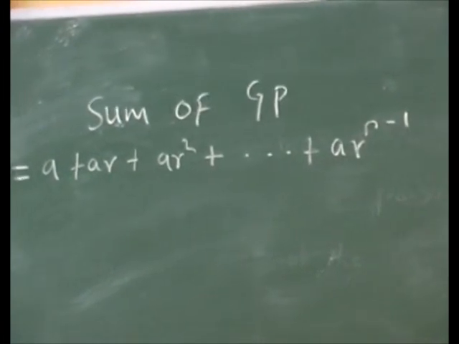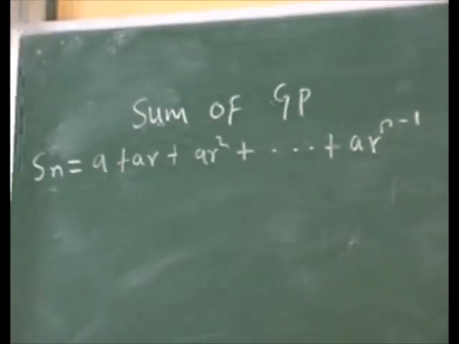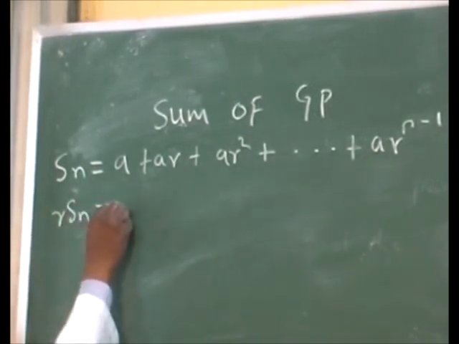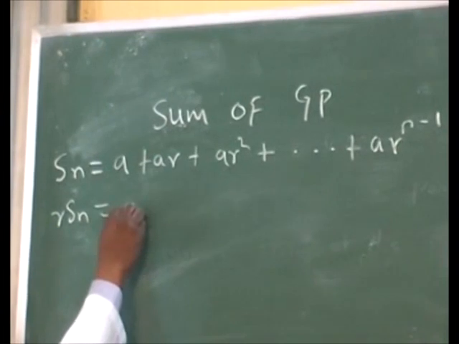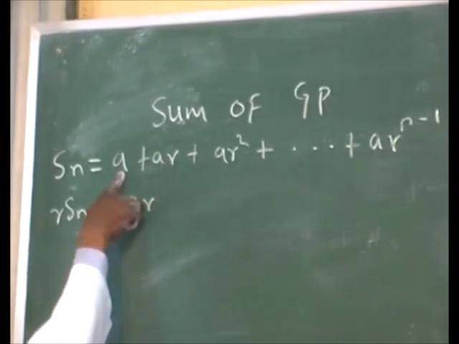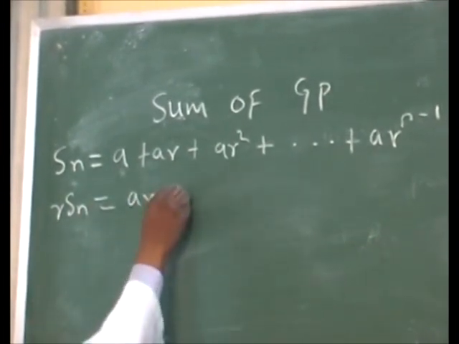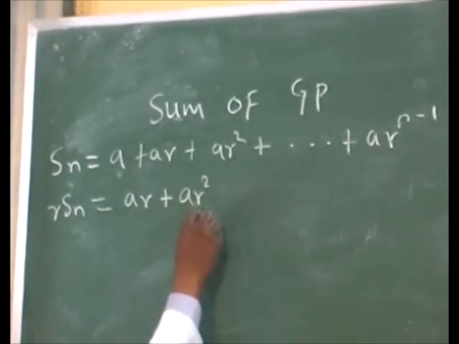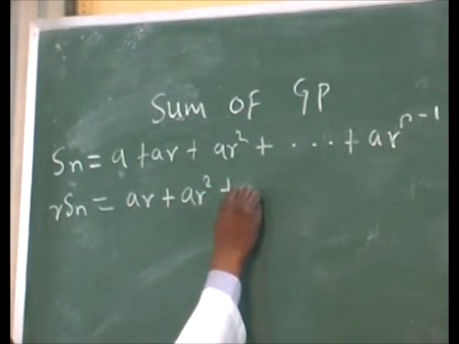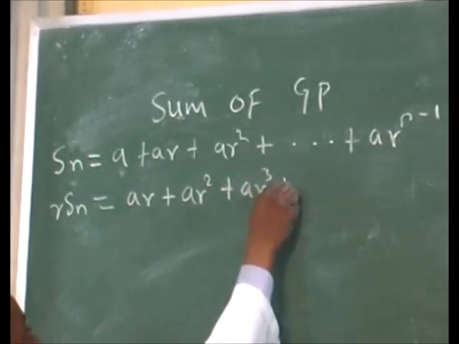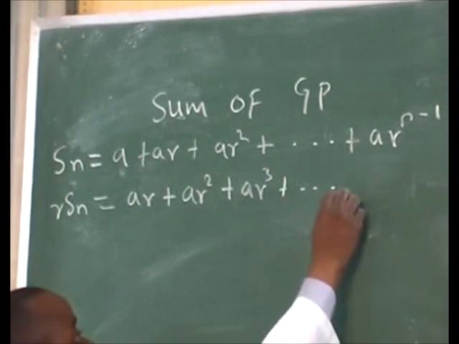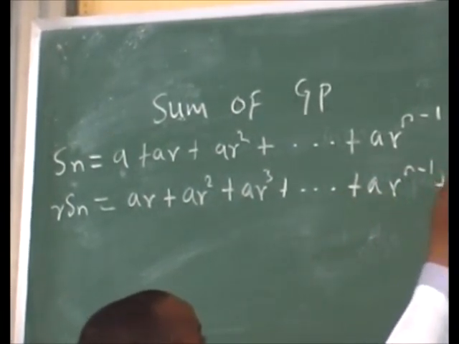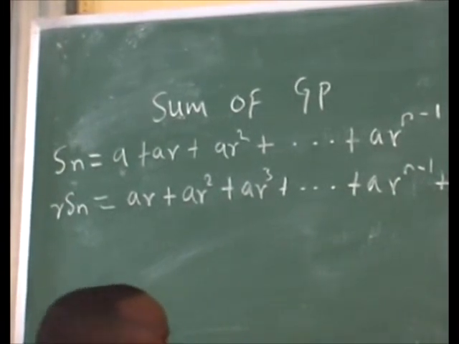Now, if we multiply it by R again, we will have R Sn will be equal to AR. Of course, that R will times we have AR plus AR squared plus AR cubed plus, it will continue again till we have AR n minus 1 plus AR raised to n.